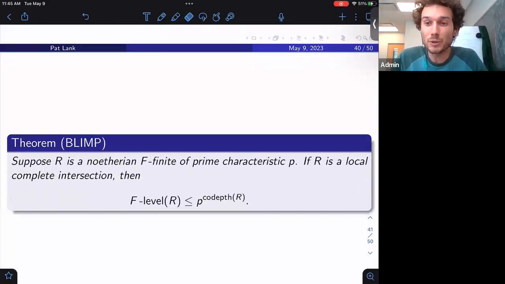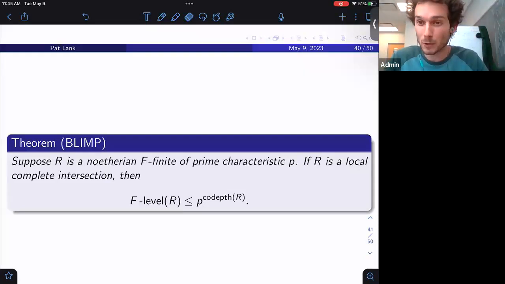For LCIs, we actually can produce upper bounds for the F level in terms of the characteristic and, once again, the codepth. So if you take R to be a noetherian F finite ring of prime characteristic P that is a local complete intersection, then the F level of R is at most P to the codepth of R. So this says, if I'm F split, well, F level is 1. Once I take an LCI that is not F split, I know that the F level is finite. Can I somehow produce a bound on it? And for LCIs, we can. It's going to be P times P raised to the codepth of R.